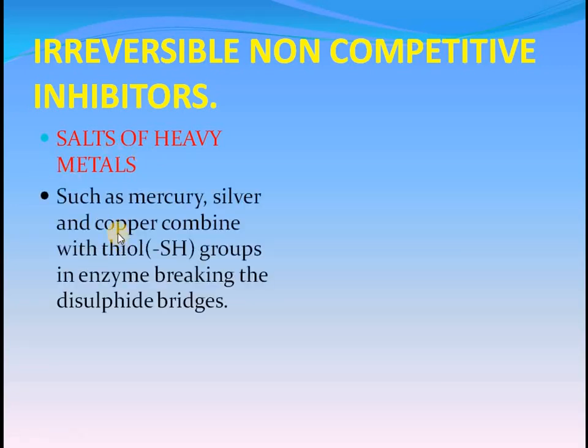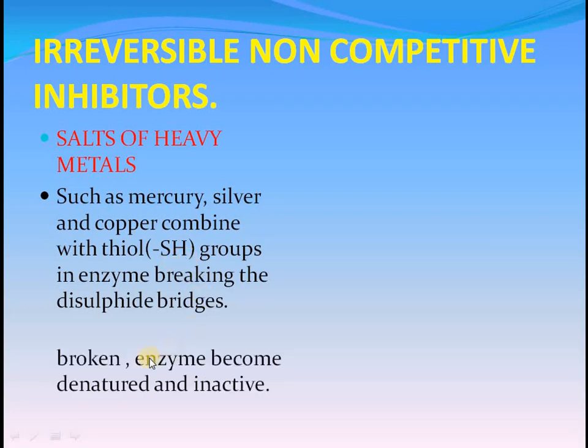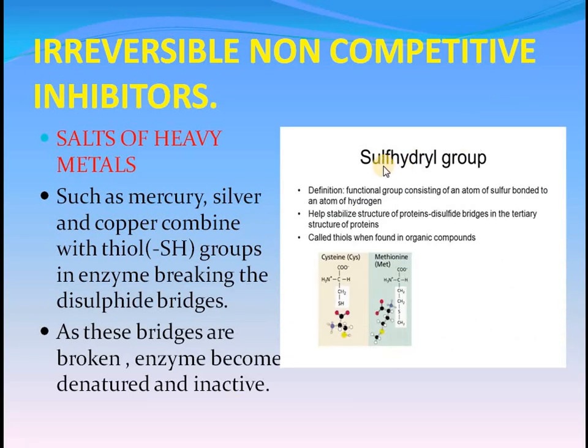Now the salt of heavy metals such as mercury, silver and copper combine with thiol group in enzyme, breaking the disulfide bridge. Basically what it does, it breaks the disulfide bridge. Sulfhydryl group, SH is basically that is sulfhydryl group of protein. For example arsenic, अगर हम इसके example में देखें, as these bridges are broken, enzymes become denatured and inactive. Now this is sulfhydryl group, means this is SH.